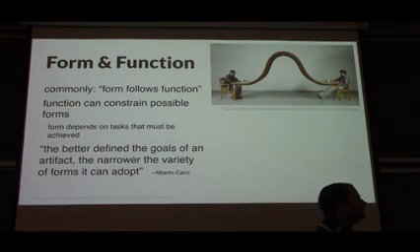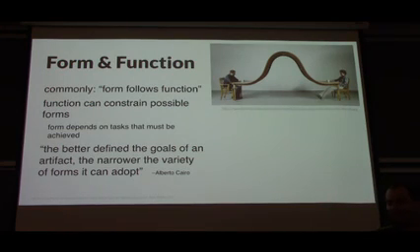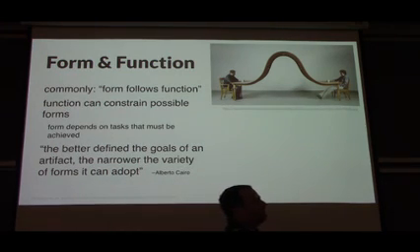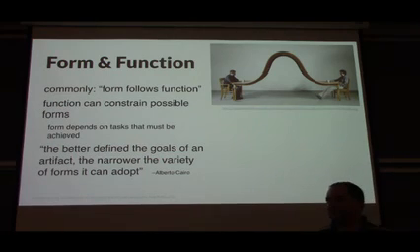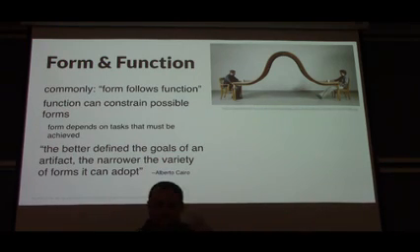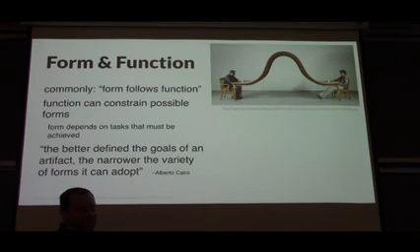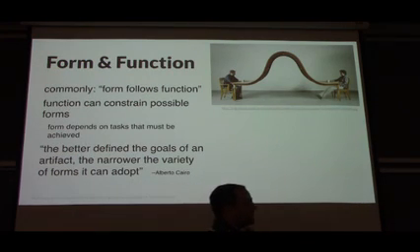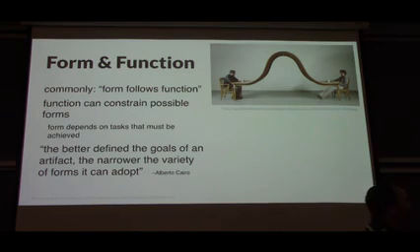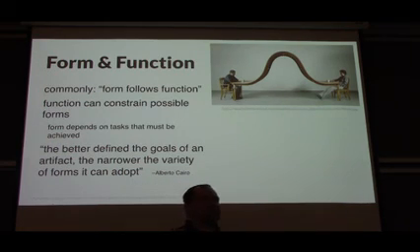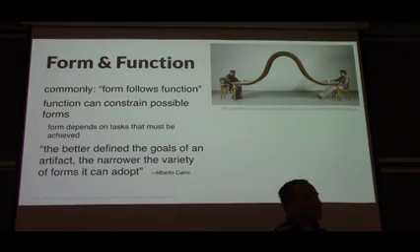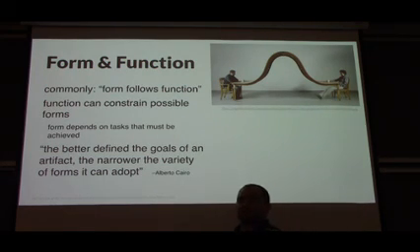Form follows function is a well-known proverb. Functions can constrain possible form. The forms depend on the task that we must achieve. A table like this serves in placing things, but it doesn't serve the function of having social interaction around a dinner table, for example. And Alberto Cairo, who is a graphic journalist, likes to say, the better defined the goals of an artifact, the narrower the variety of forms it can adopt. So the more precisely we specify what a visualization needs to do, the fewer choices we actually have.